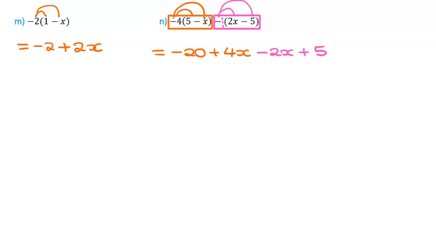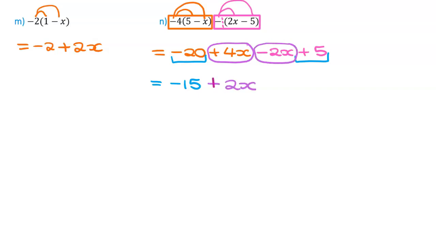Let's now do our like terms. We've got negative 20 plus 5. That's going to be negative 15. And then we've got plus 4x. Subtract that 2x. That will give us plus 2x. And we could have written that around the other way. We could have 2x minus 15.